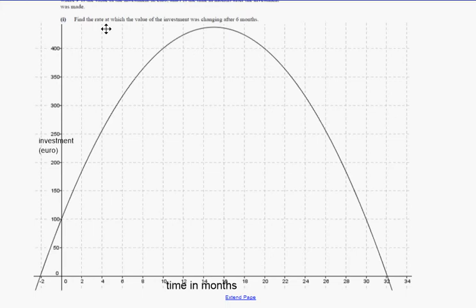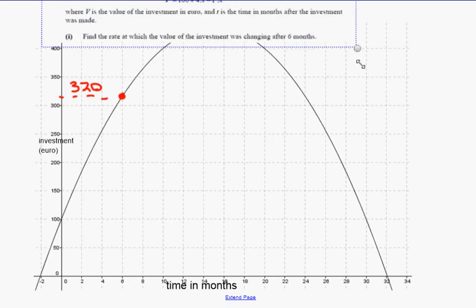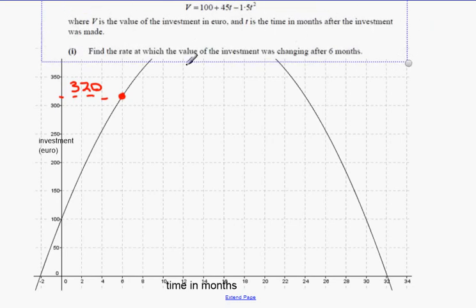So, the question says, find the rate at which the value of the investment was changing after 6 months. Now some people might be inclined to do this. Here's 6 months and it's worth roughly €320. Why is that not answering the question? If you said the answer to 6 months was €320, what question did you answer?